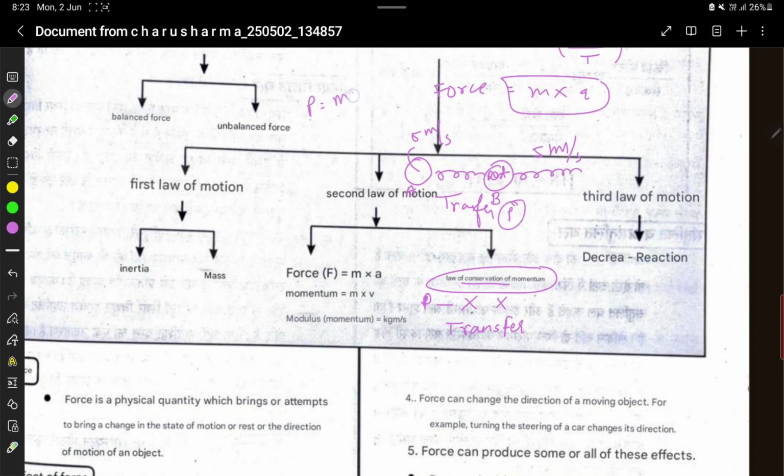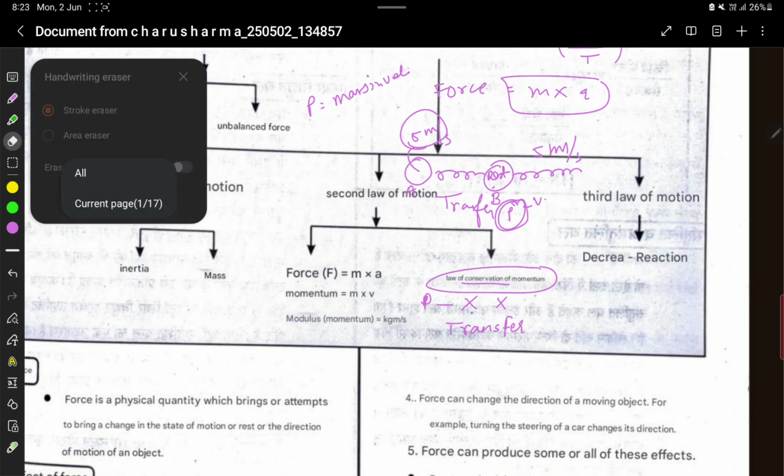Momentum is what? Mass times velocity. So ball B has velocity right now. It has the mass, so we call it momentum, and the velocity is that of ball A. That's what the law of conservation of momentum is all about.